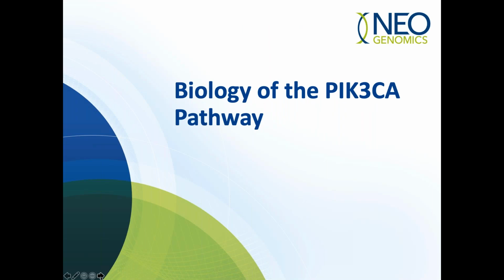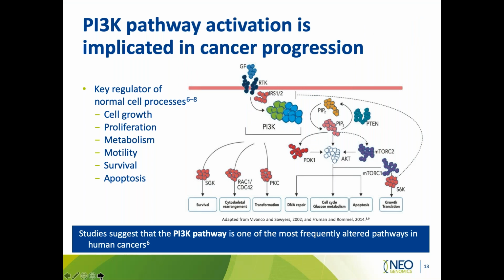So what about the biology of the PIK3CA pathway? This is about the most complicated slide I'm going to show. But you can see from the diagram that PI3K is at the head of a number of pathways that are very important to the cell. It's a key regulator of normal growth processes, including cell growth and proliferation, metabolism, motility through cytoskeleton, survival, and apoptosis. So it's really a key regulator of the cell.